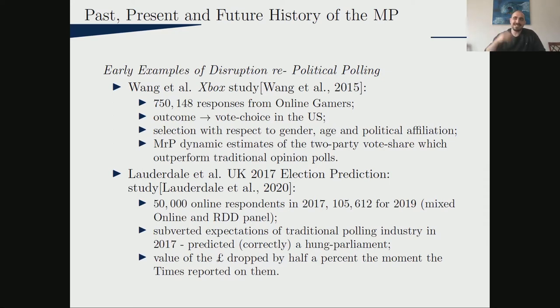But the biggest example of disruption, in my mind, thus far has been the 2017 YouGov election predictions by Lauderdale and others. And the reason why I think they're the biggest example of disruption is not so much because of the accuracy, even though the accuracy was great, but because it shows what can happen once this technology becomes public domain. The value of the pound, the day that the Times reported on their predictions and first put the predictions out there, dropped by half a percentage point, which suggests to me it's an early example of how disruptive this technology could be if increased in scale and made available to the world.